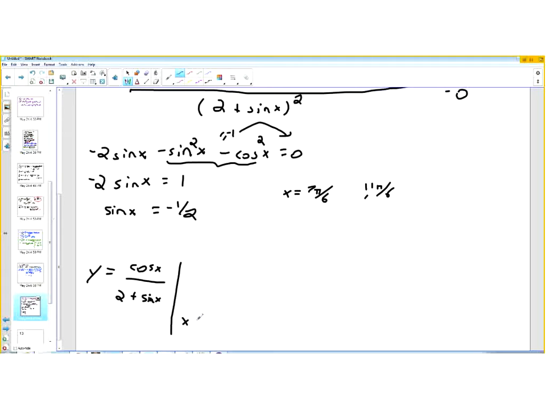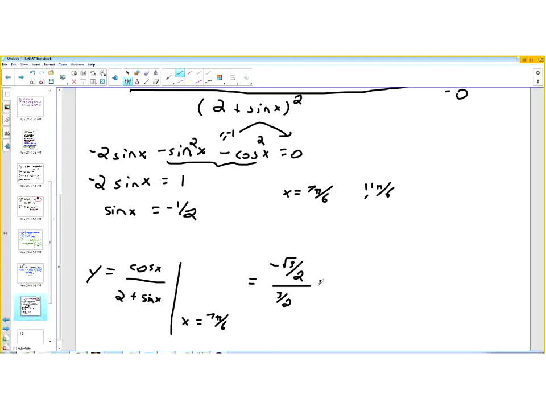So let's evaluate the function at 7 pi over 6. Okay, well, the cosine of 7 pi over 6 is, let's see, we said this was 240 degrees, so the reference angle is pi over 6. So the cosine of pi over 6 is the square root of 3 over 2, so this would be negative square root of 3 over 2 divided by 4 halves, divided by 3 halves.